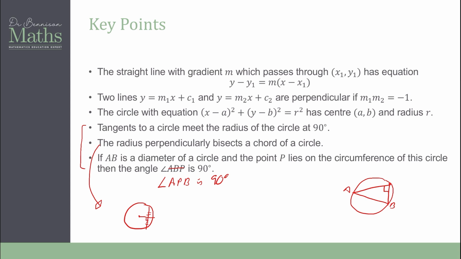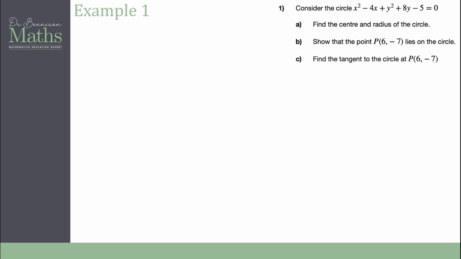Okay, let's make a start on the examples. So example 1. I've got a circle. I want to find the centre and the radius of that circle. Right, so to do this, we always start by completing the square. So I start by completing the square just on the first 2 x terms. So we've got x minus 2 squared, then minus 4.